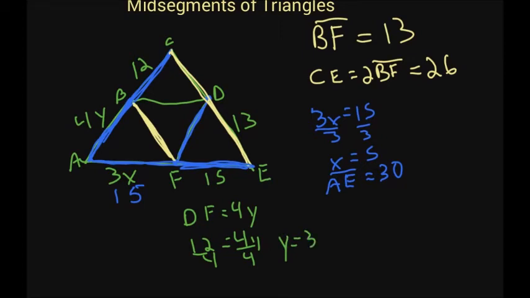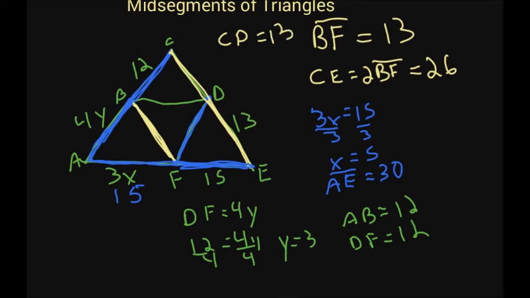Now we can just label our lines. AB is the same as BC, which is 12. So AB would be 12. DF is the same as AB, so DF would also equal 12. Now we've solved for every side of the triangle except for CD. CD is the same as DE, and DE is 13, so CD is also 13.